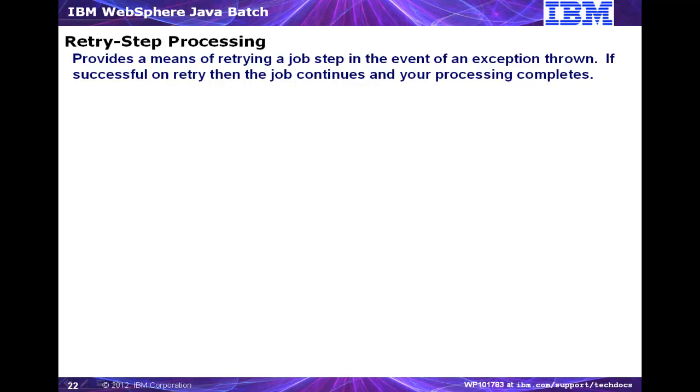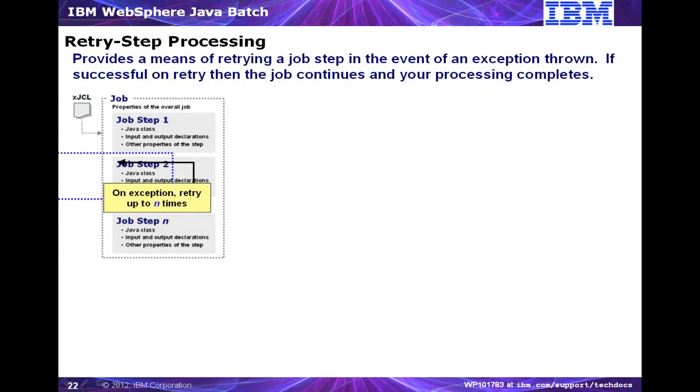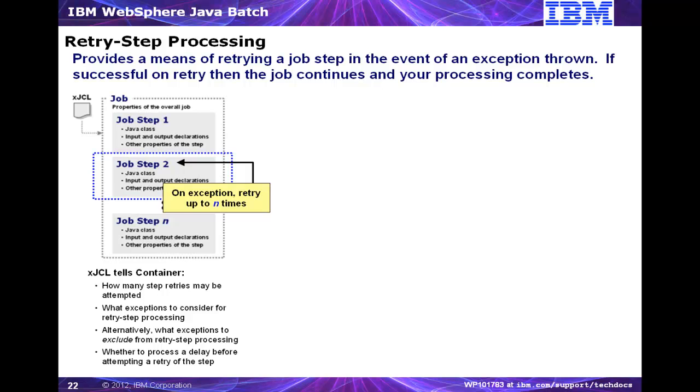Another new function in Compute Grid version 8 and WAS version 8.5 is a companion to skip record. The retry step processing provides a way to automatically retry a job step when an exception is thrown by the batch application itself. Like skip record, this is controlled by properties you set in the XJCL for the job. You indicate whether retry step processing will take place, how many retries of a step are permitted, and what exceptions to include or exclude from consideration.